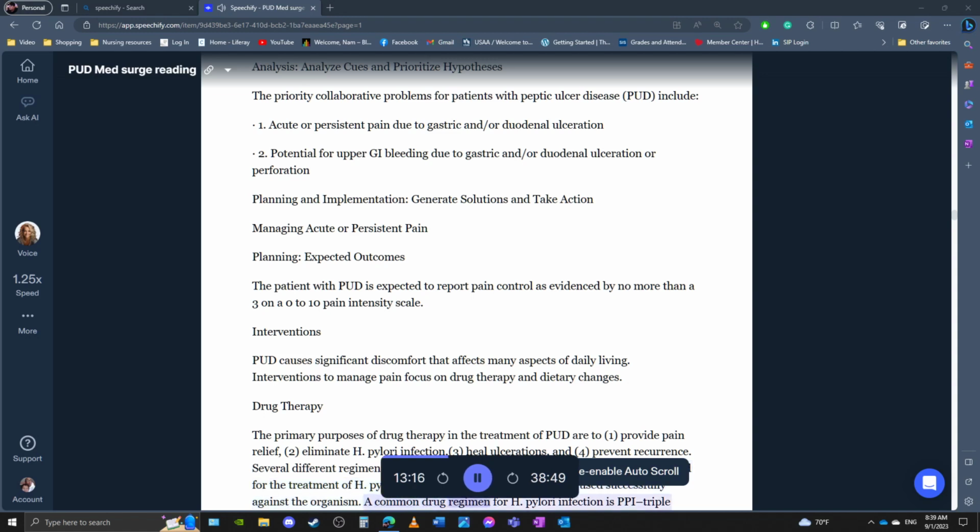A common drug regimen for H. pylori infection is PPI triple therapy, which includes a proton pump inhibitor, such as lansoprazole, plus 2 antibiotics such as metronidazole and tetracycline or clarithromycin and amoxicillin for 10 to 14 days. Some primary healthcare providers may prefer to use quadruple therapy, which contains a combination of a proton pump inhibitor, any 2 commonly used antibiotics as described previously, and the addition of bismuth.